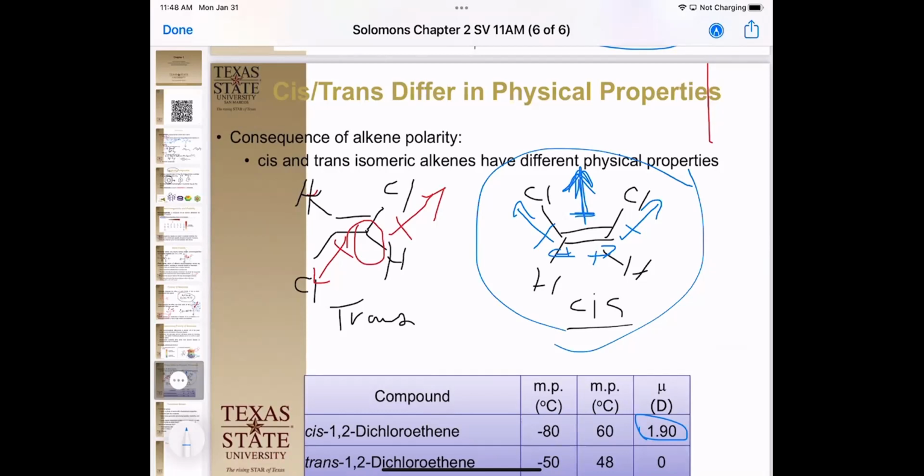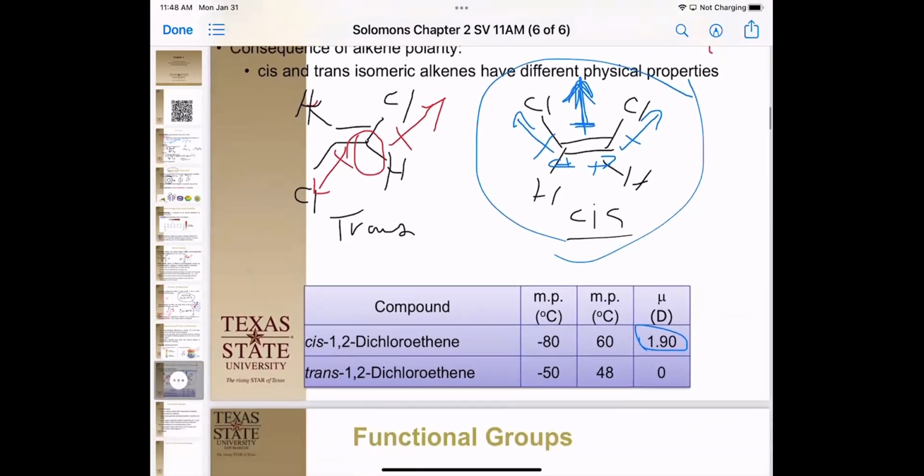Now let's look at how it changes the physical properties. In the case of melting point and boiling point, there are three things that drive them: molecular weight, intermolecular interactions, and impurities. Molecular weight is the number one driver. As you add molecular weight, it's going to continue to go up. As you add polarity or stronger bonds between molecules, it is going to go up.